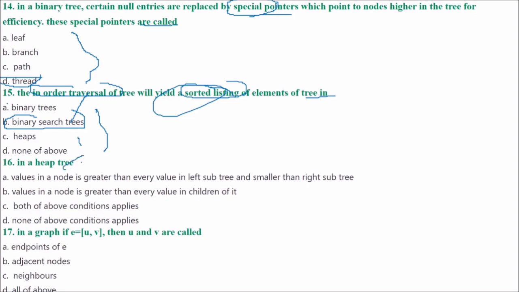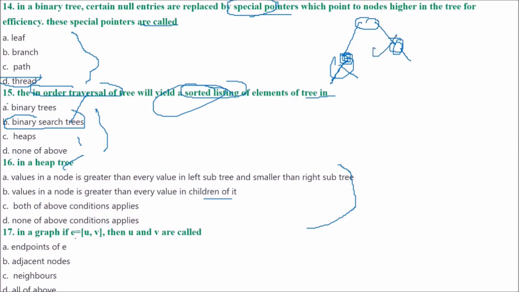Next is the heap tree. You know what happens in a heap: you always have the highest element in the root, and the left subtree and right subtree are also heaps. All other elements are lower. In a heap tree, which is the true one? Can you guess the answer? The answer is D. The value in the node is greater than every value in its children, as I suggested.